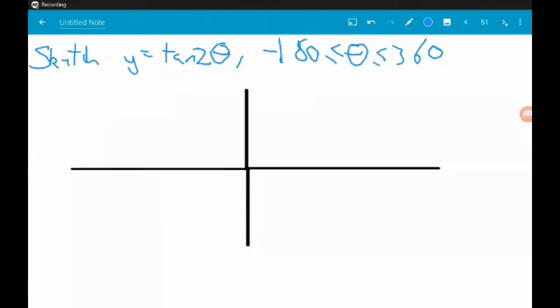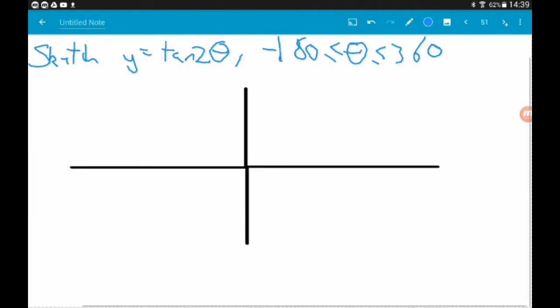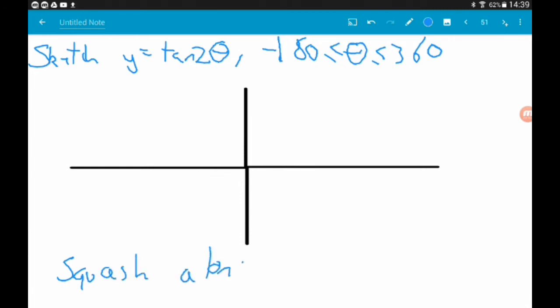Okay, lastly, we're going to sketch tan 2 theta between minus 180 and positive 180. So what sort of transformation is this? 2 is multiplying the theta. So this is a squash along x with a scale factor of 1 over 2, so 1/2. So every important x coordinate gets multiplied by 1/2.